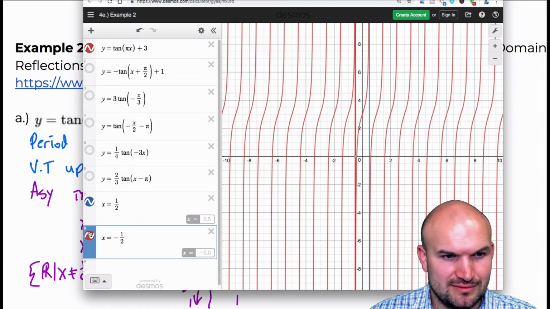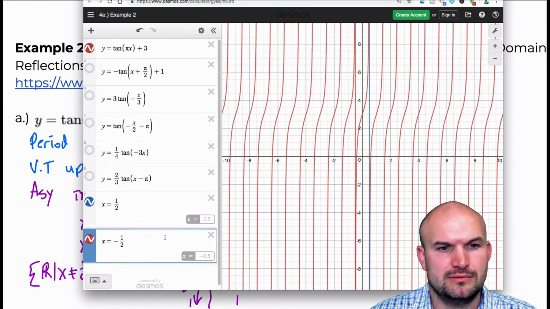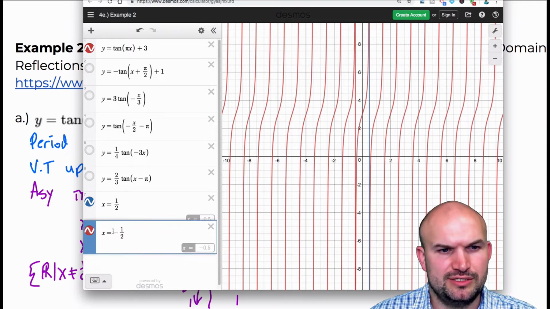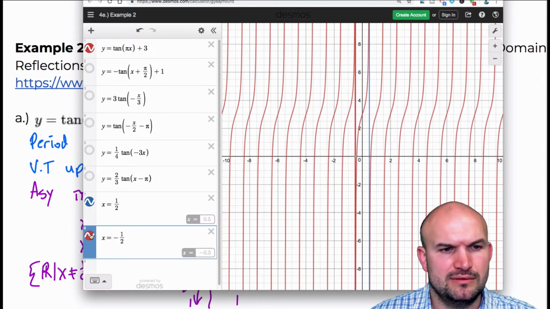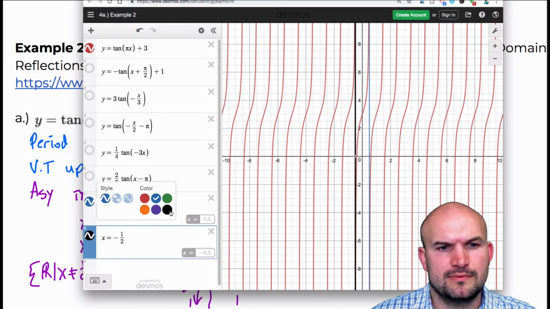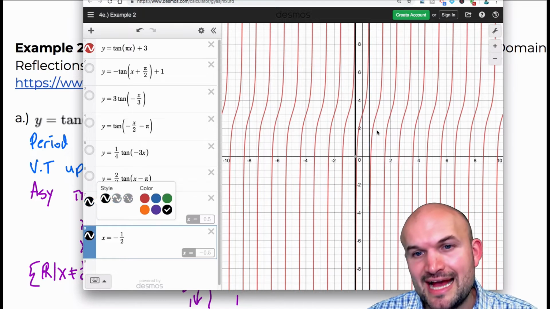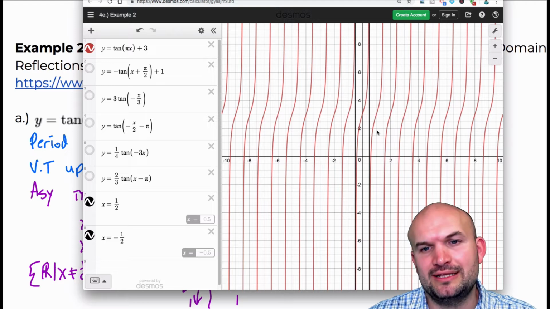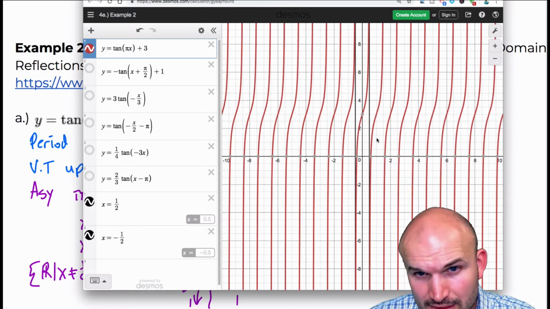Sorry about that. Let me change this. Come on. Let's use black. There you go.